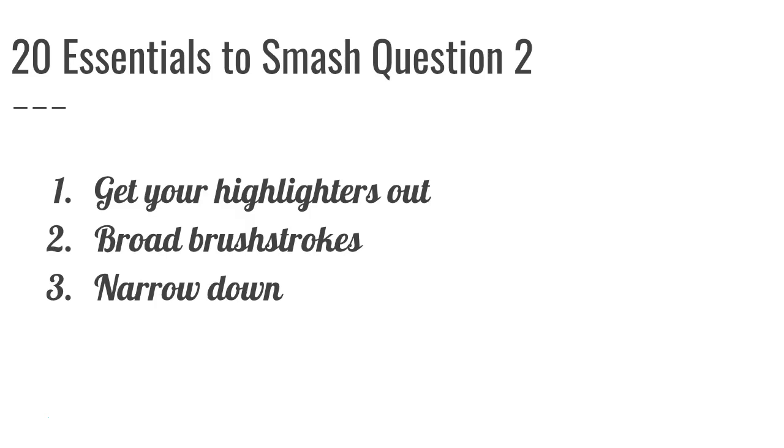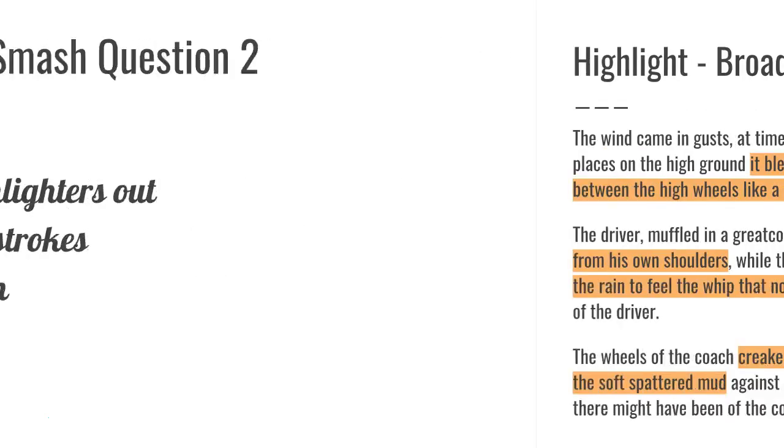So number 1 is related to the fact that on question 2, commonly known as the language question, you get the text reproduced for you on the question. And you can really use that to help you get better marks. So you're going to need a highlighter or just even your pen. And we're going to look at two techniques called broad brushstrokes and narrowing down. So we're going to look at that in practice here.